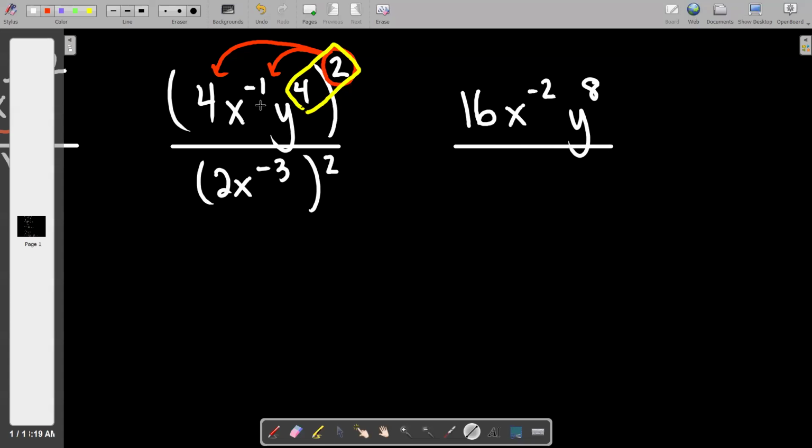And how many jobs does the king cheese exponent have to do on the bottom? Right. So he'll distribute to this 2, giving us what? Good job. 4. And then he'll also distribute to this x, giving us x to the negative 6.